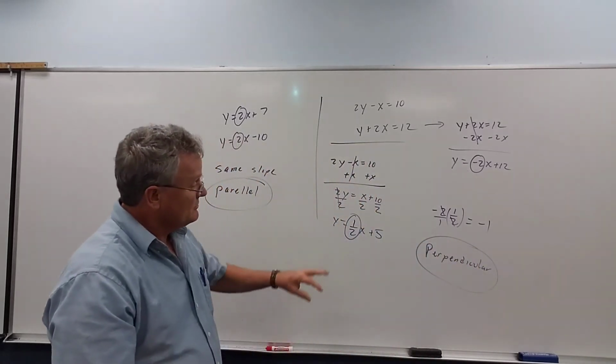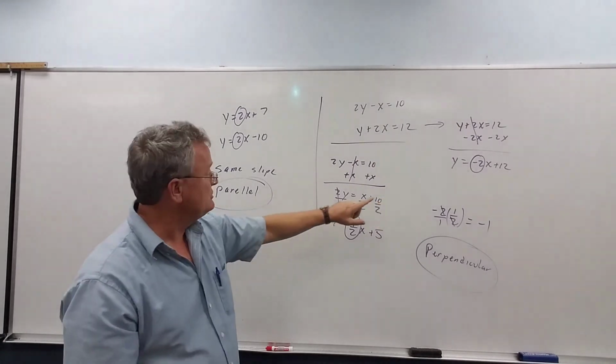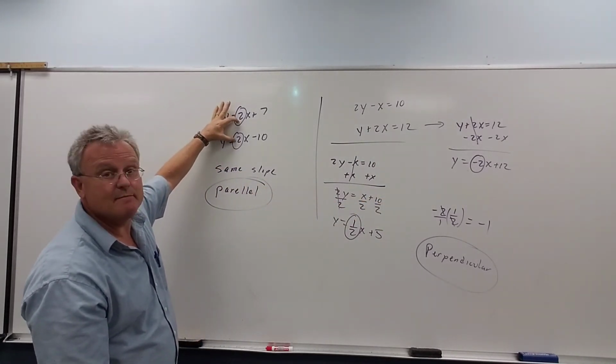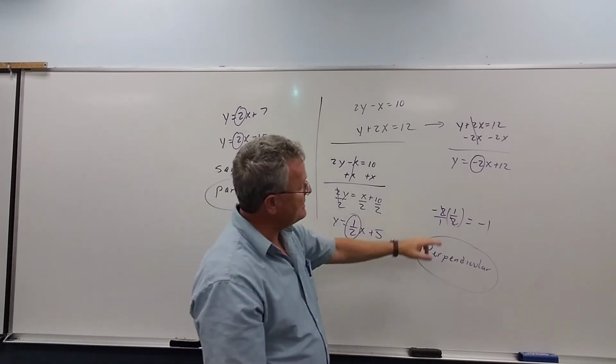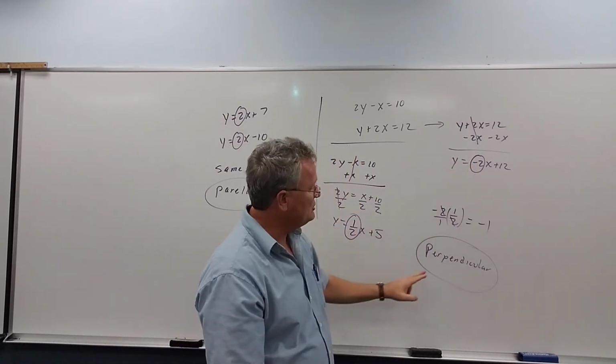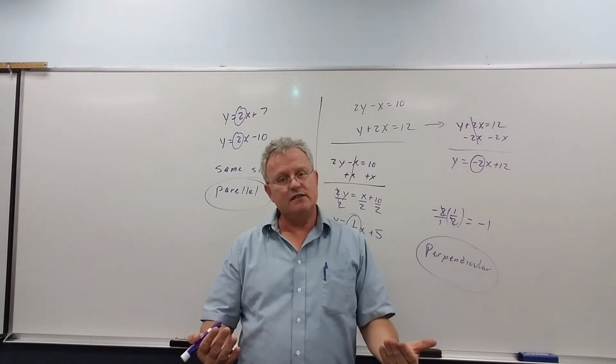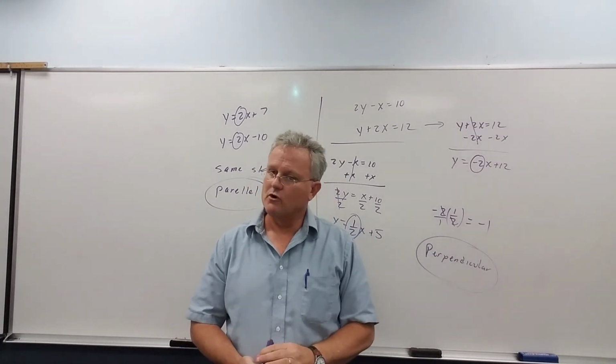If you solve the two equations and you look at the slopes, if they're not the same, and you multiply them and you do not get -1, then the graphs are neither parallel nor perpendicular.